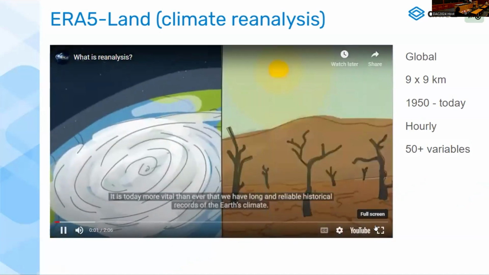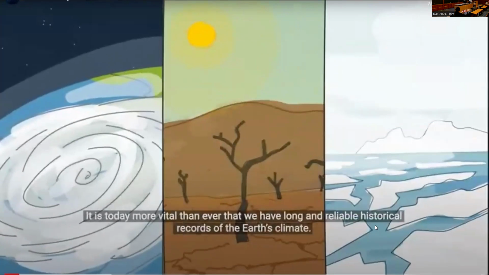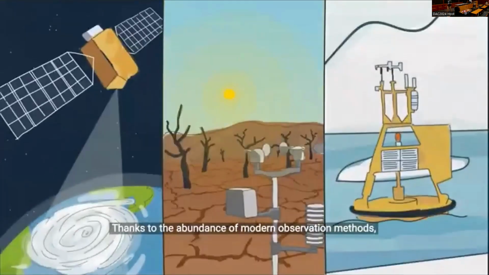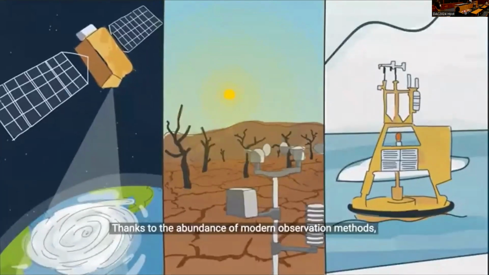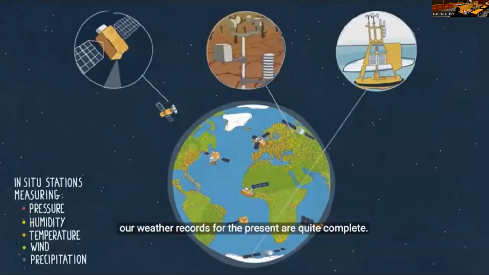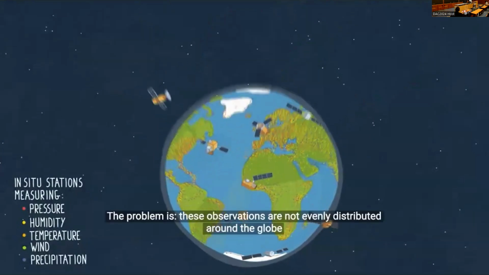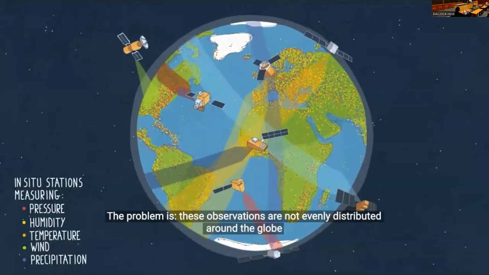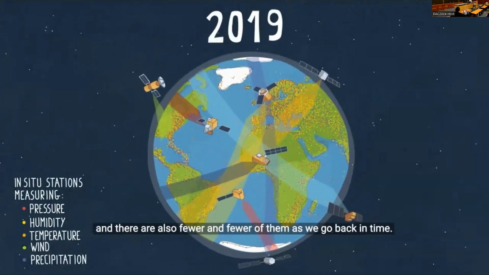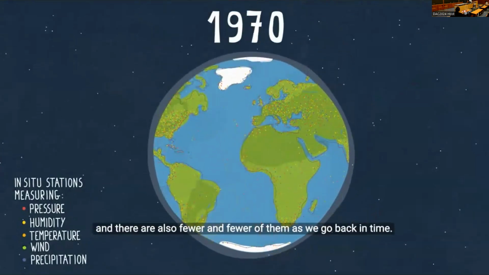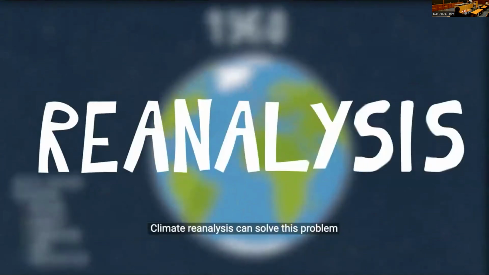It is today more vital than ever that we have long and reliable historical records of the Earth's climate. Thanks to the abundance of modern observation methods, our weather records for the present are quite complete. The problem is, these observations are not evenly distributed around the globe, and there are also fewer and fewer of them as we go back in time. Climate reanalysis can solve this problem.